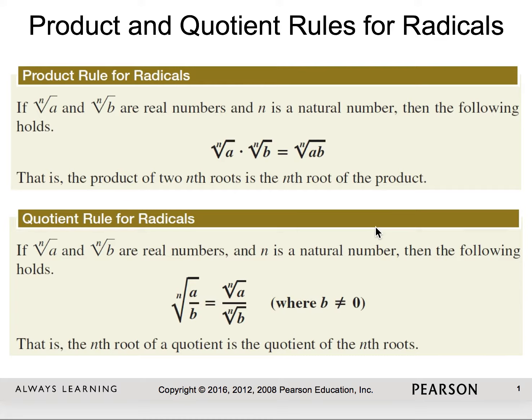Okay, more fun with radicals on the way. All right, so here's the product rule and quotient rule that we've already talked about in both sections.